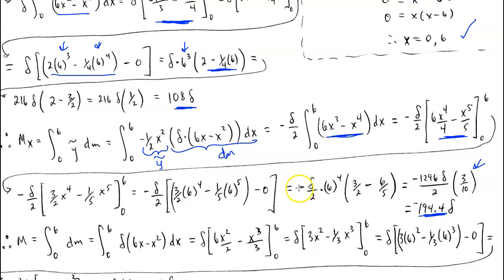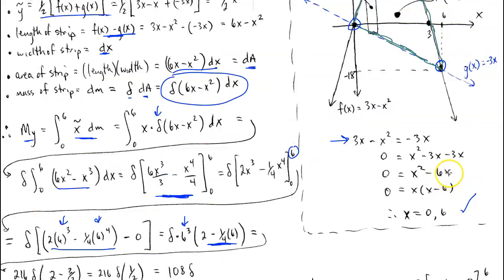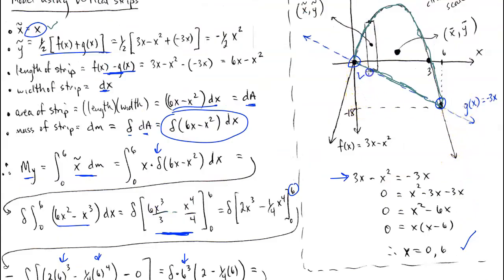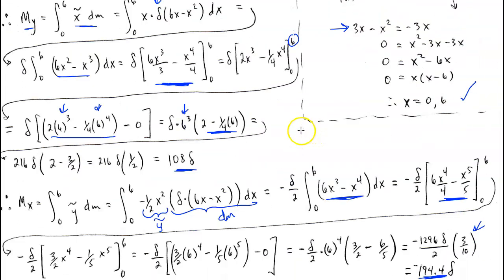So lastly, we have the system mass, which is just the integral from 0 to 6 of dm. And again, I may not have mentioned this clearly before, but we're integrating from 0 to 6 because those are the x values for the points where the area is bounded by both functions there. Okay.